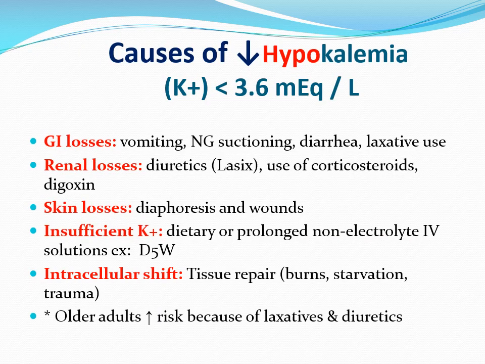All right, switching to hypokalemia, usually caused by GI losses such as vomiting, NG suctioning, diarrhea, and laxative use. Renal losses: you'll see diuretics such as Lasix, use of corticosteroids, and digoxin. Skin losses: diaphoresis and wounds. Insufficient potassium: maybe dietary changes or prolonged non-electrolyte IV solutions, so a patient that's gotten D5W for a long period of time. And then intracellular shifts. Tissue repair such as burns, starvation, and trauma can cause that shift of potassium. Older adults have higher risk of hypokalemia because of laxative and diuretic use.